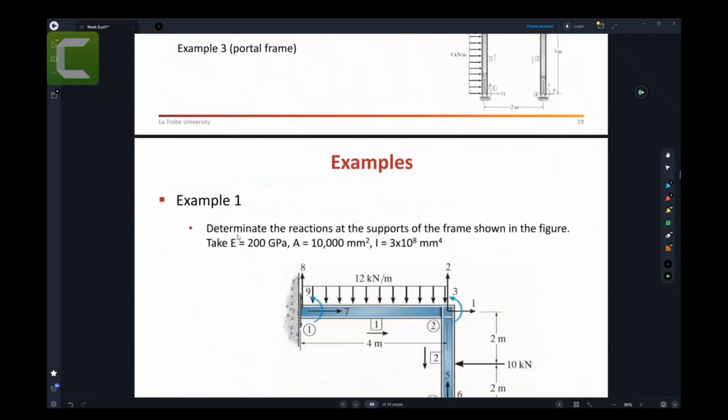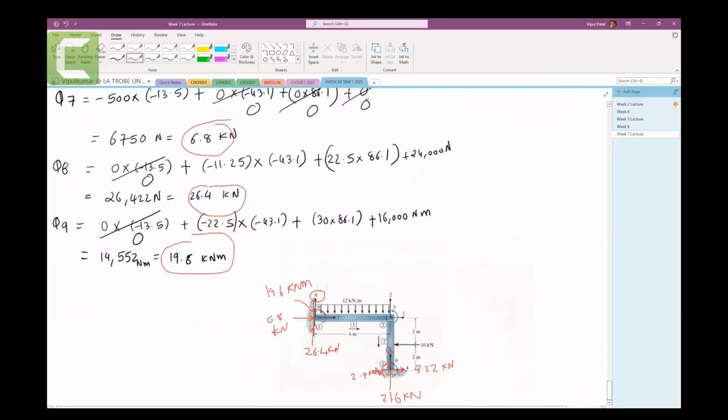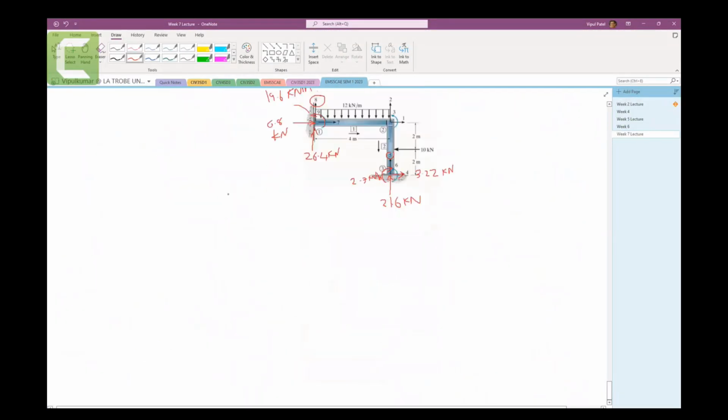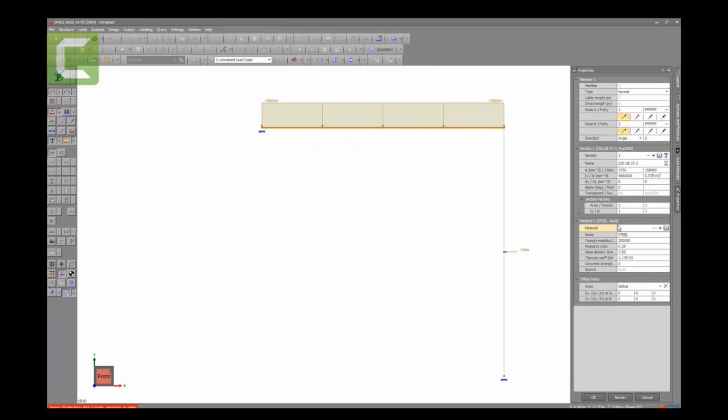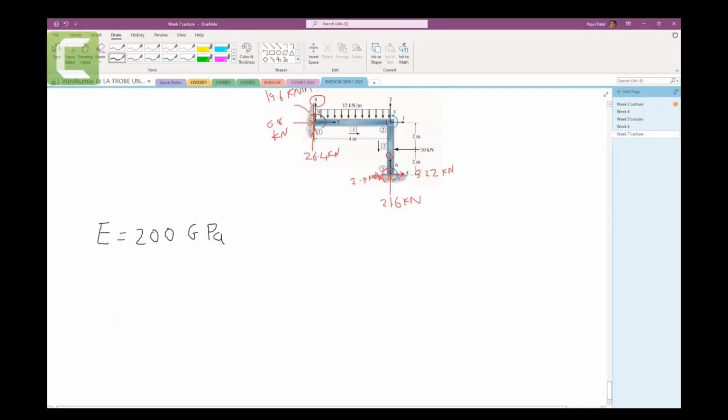First of all, let's do the Young modulus, 200 gigapascals. Young modulus is given as 200 gigapascals. That is given in our questions. Now, the Space Gass software requires Young modulus in megapascals. As you can see, that's required in megapascals. We need it in megapascals. We can't use it in gigapascals.